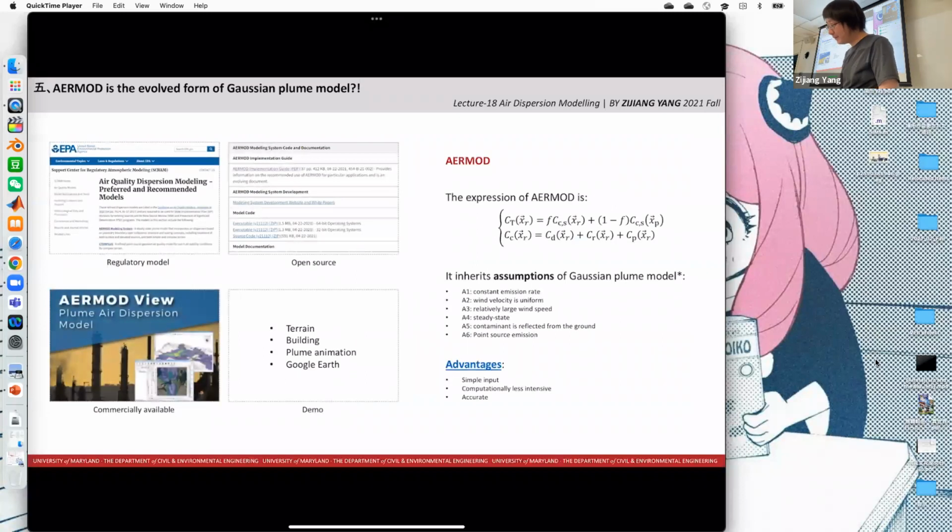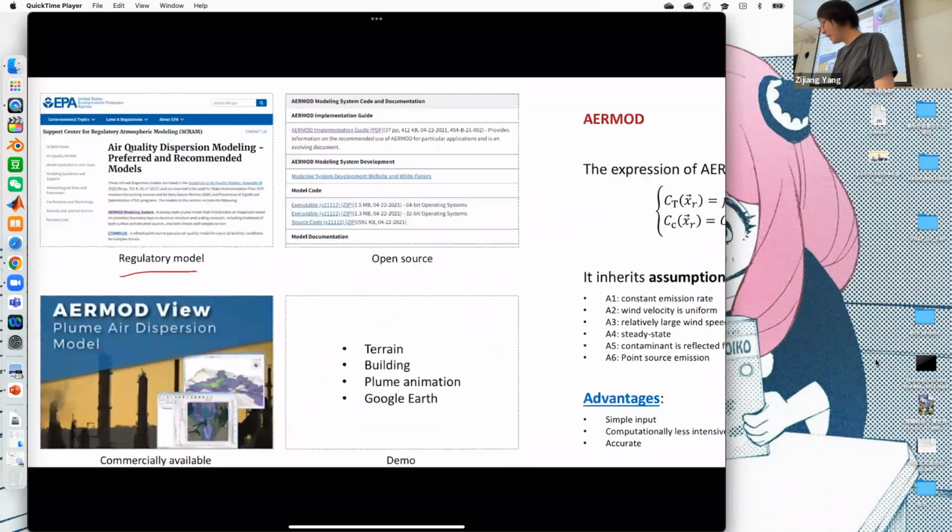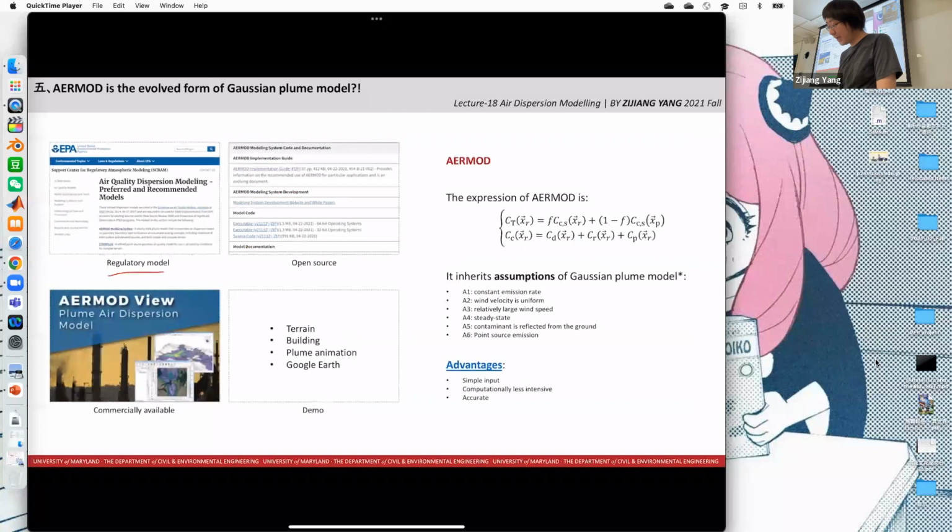So in summary, this is a regulatory model, and for AERMOD, the source code can be found from EPA, and there is also some commercially available software. Because of the time, I'm not going to show the demo, but basically we can just input the data of the terrain and the data of the buildings, and it can be used to show some film animations, and the results can be displayed on Google Earth.